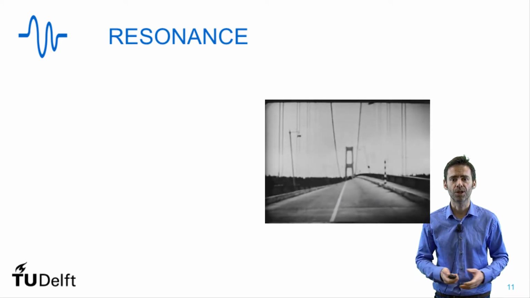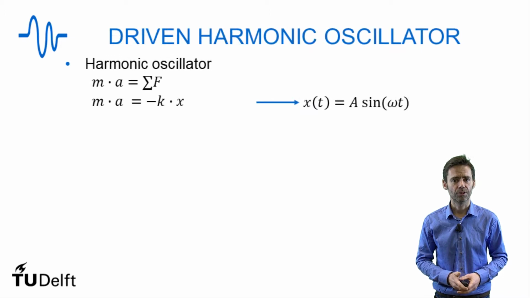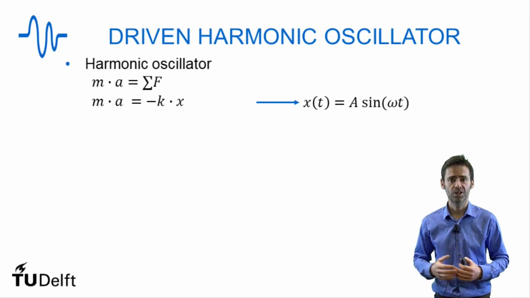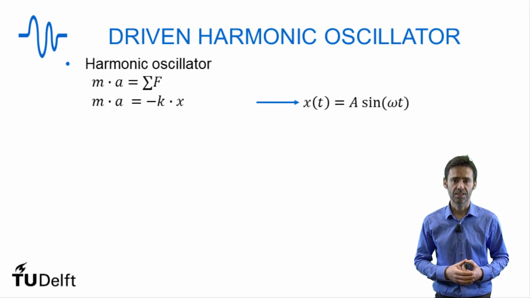Now, how does this actually work? For that we have to look a little bit into our initial assumption. The harmonic oscillator was given by the balance of forces: m times a is equal to the sum of all forces, which is minus kx, the spring force. This led to the original harmonic oscillator solution.